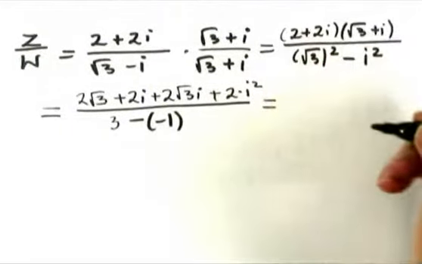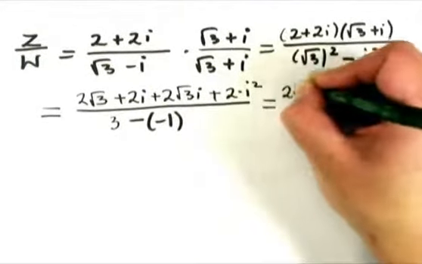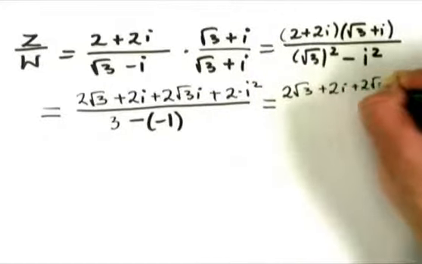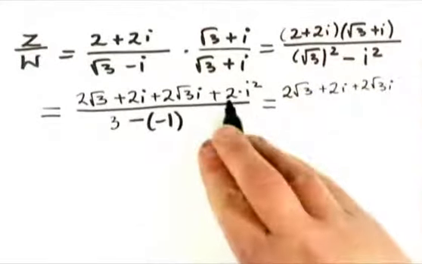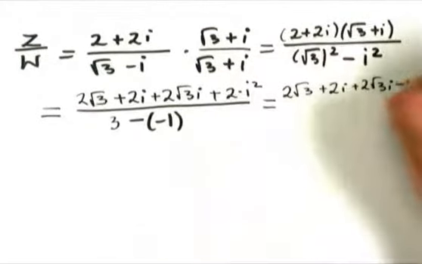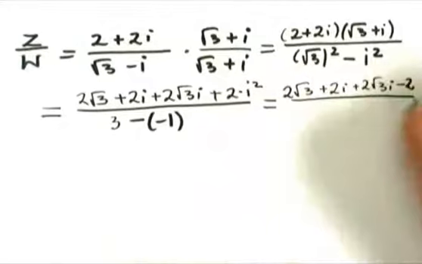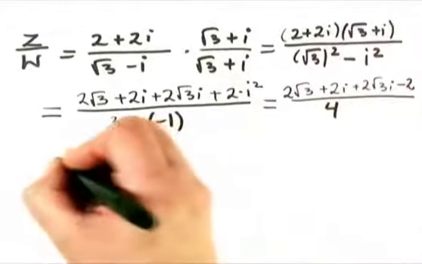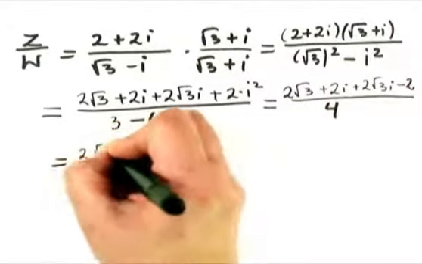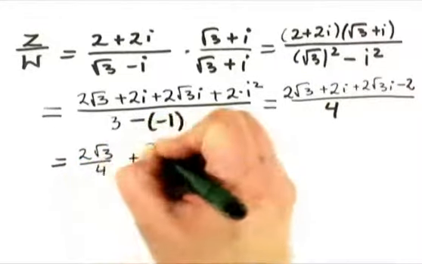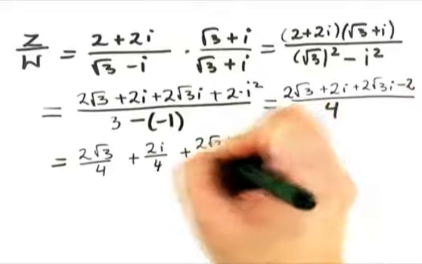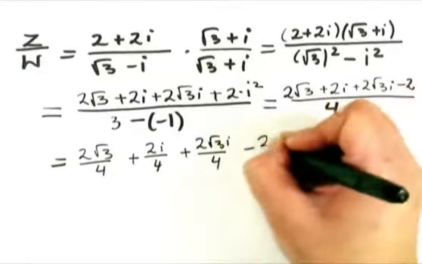I'm going to substitute i squared as -1. So this is equal to 2 root 3 plus 2i plus 2 root 3i, and 2 times -1 is -2, all over 3 minus -1, which is 4. So we can separate them each separately: 2 root 3 over 4 plus 2i over 4 plus 2 root 3i over 4 minus 2 over 4.